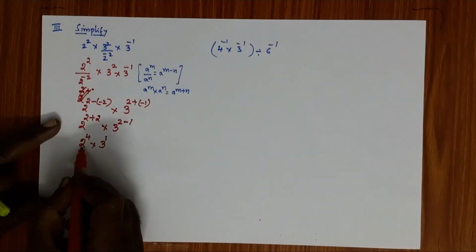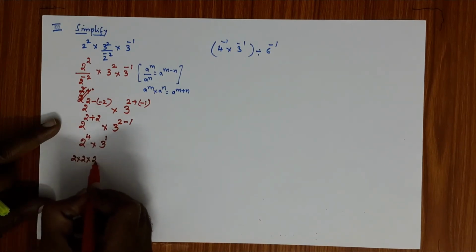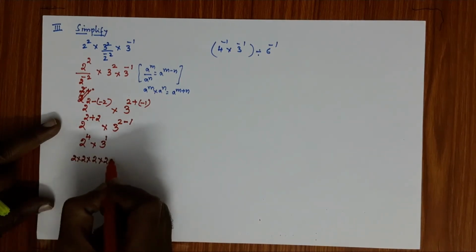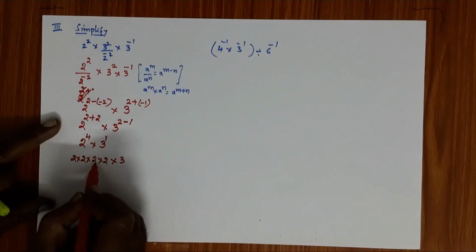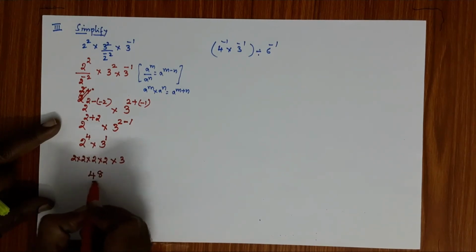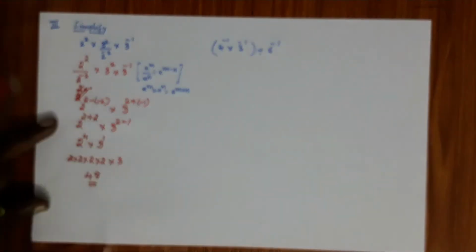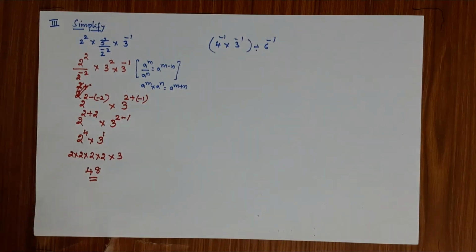Still you can simplify. 2 to the power of 4 means how many times? 4 times repeated product into 3 is 1 time. 2 4s are 8, 8 2s are 16, 16 3s are 48. So 48 is the solution for the given problem. Okay children, did you understand? Can we move forward to the next problem?